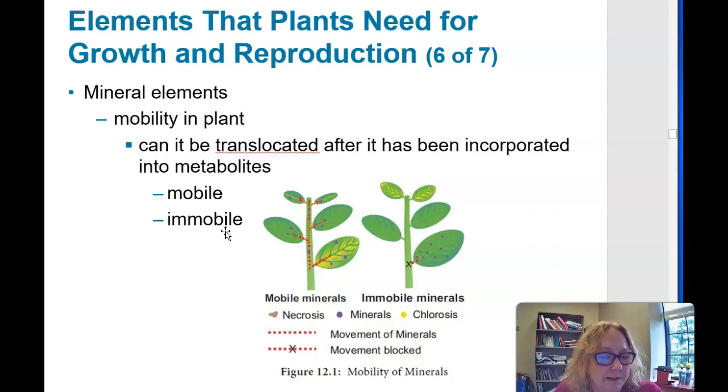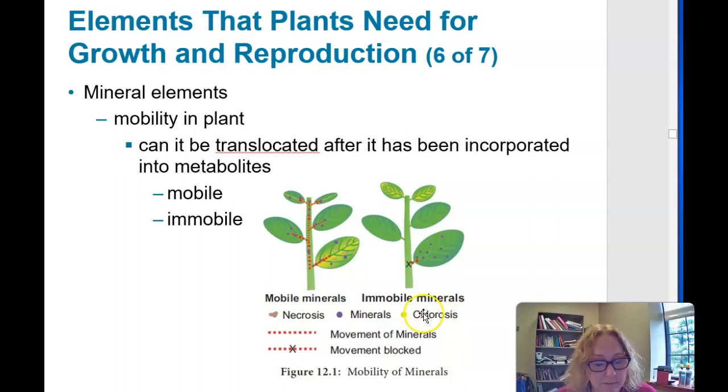Okay, so mobility in plants. This is going to be your phloem for minerals. It's translocated after it has been incorporated into metabolites, and some of these nutrients are mobile and some of them are immobile. So sometimes you have some kind of deficiency, and it's not because there's not enough, it's because it just can't get there. It's just an immobile nutrient. It can't actually get where it's going to go. The movement is blocked somehow. So you see that very often.